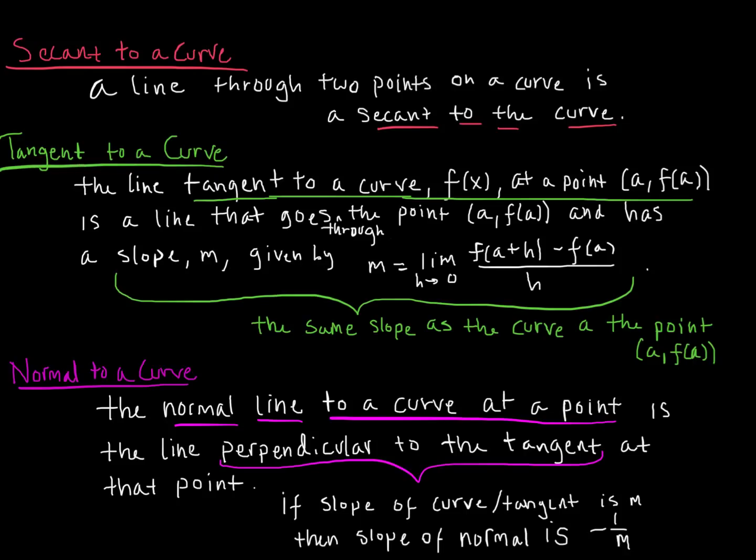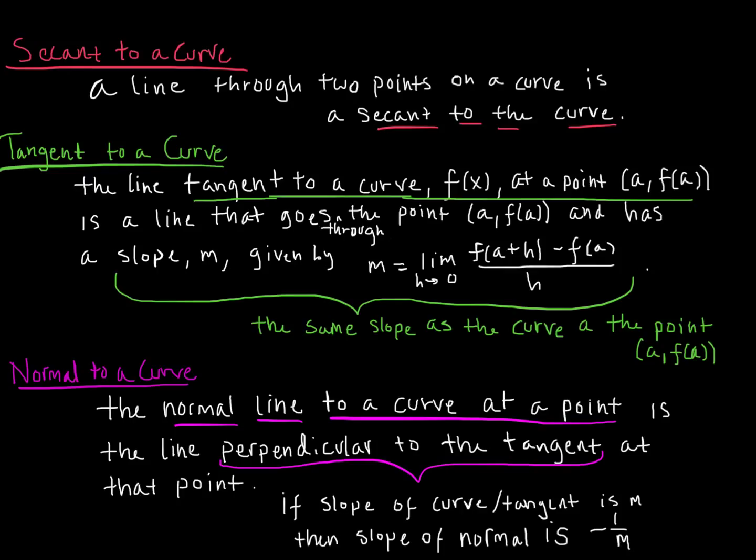Tangent to a curve. So the line tangent to a curve, f of x, at a point (a, f of a). And I want to talk about what this means. So if you're asked for the tangent line, you'll have to be given the function, which the line is tangent to, and the point at which the line is tangent. So that point, your x value is a, and the y value is just the value of the function defined at that x value.